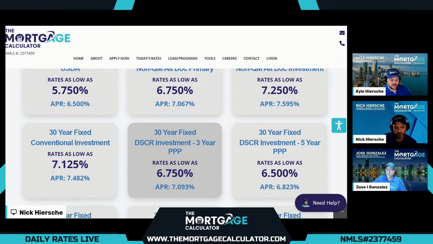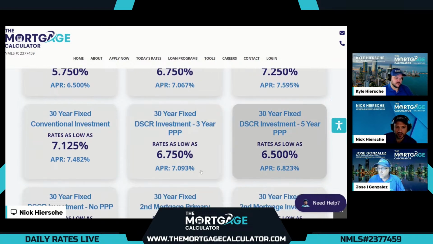First up is our 3-year prepayment penalty option, which is a pretty standard option for DSCR. Rates today come in at 6.75, final APR 7.093, which is blowing conventional out of the water here. And we can sweeten the deal even more with a 5-year prepayment penalty. Rates come in at 6.5, final APR 6.823, to improve it even more.